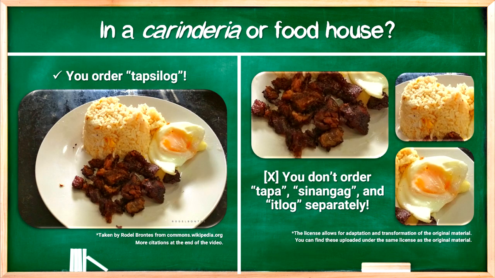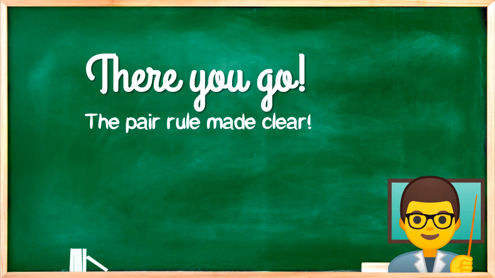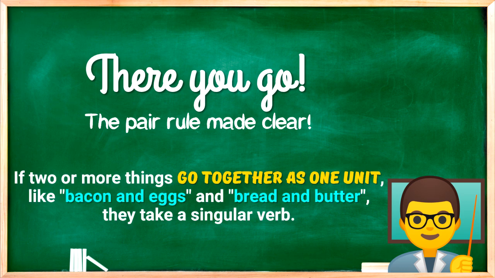And when you're in a karinderya or a food house, you order tapsilog, not tapa, sinangag, and itlog separately. You order the dish as one unit. So there you go. The pair rule made clear. If 2 or more things go together as one unit, like bacon and eggs and bread and butter, they take a singular verb.